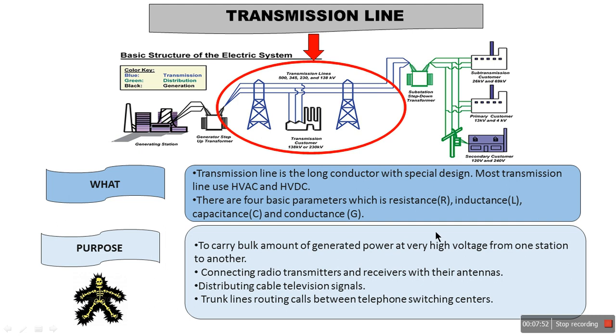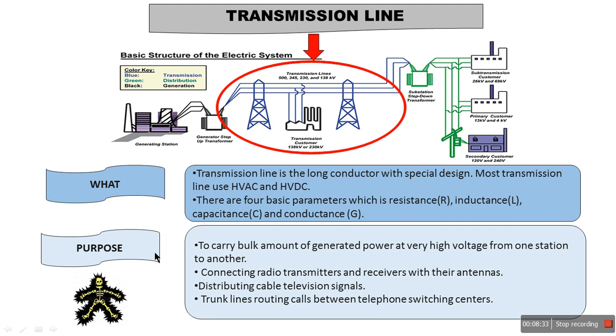The third element is the transmission line. A transmission line is a long conductor with special design. Basically, in Malaysia, we use HVAC, which is high voltage alternating current, for the transmission line. There are four parameters, which are resistance, inductance, capacitance, and conductance.